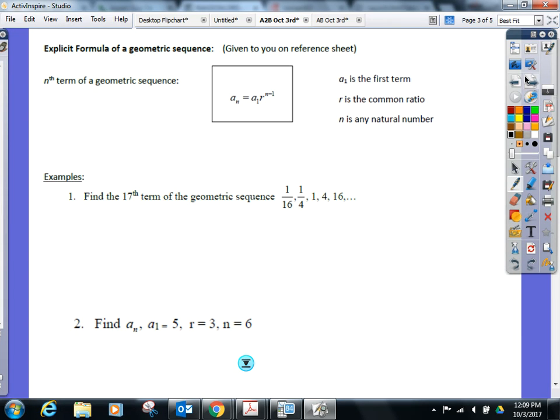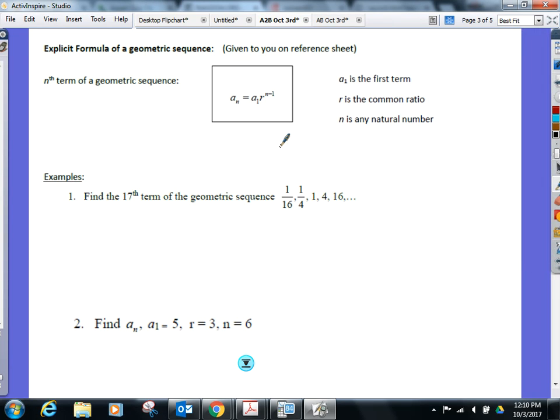Quick review. A subscript n, that's any term. Any term in that sequence. A sub 1 would be the first term. R is now called my common ratio. That's what I'm multiplying by. That n, remember what the n was in the arithmetic one. That's the position of the term you put here. Okay, so if you put the 12th term here, you put a 12 here. If you put the 10th term here, you put a 10 here. Okay, here we go. Find the 17th term now, the 17th term.